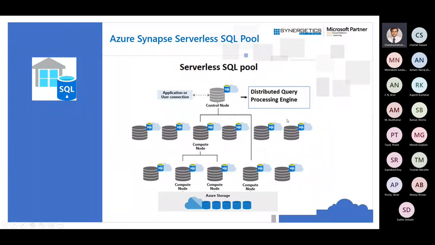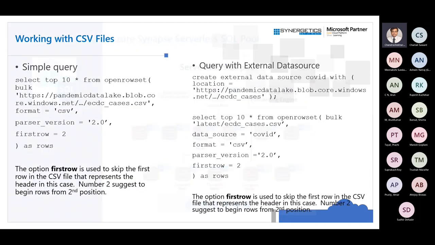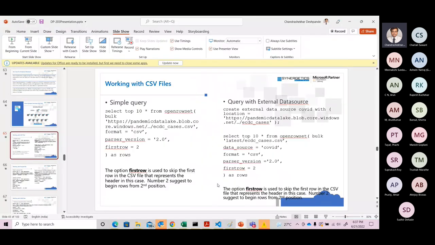This is a serverless SQL pool. In the serverless SQL pool, the same way, a query is submitted to the control node, and the control node then distributes that query across other nodes. Whenever one node realizes that its execution is taking time, that node may further distribute its workload to other sets of nodes. Thereby all these nodes do the processing in less time, in a distributed fashion. That is how your SQL pool works.